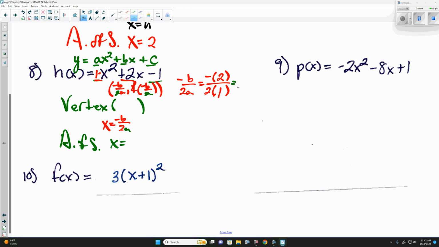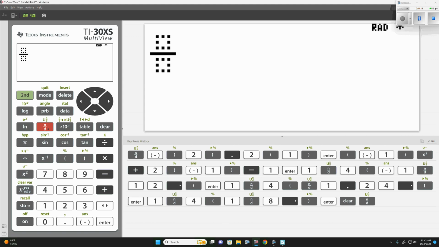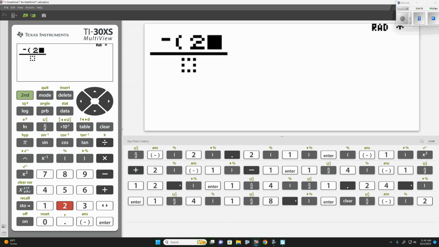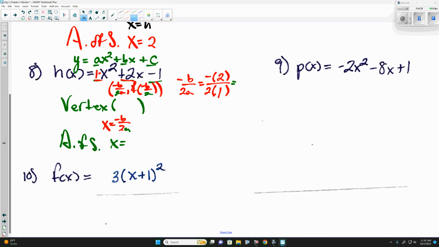Now at this point here, we could type this all into the calculator and let it do it for us. So we'd have negative 2 over 2 times 1, which is negative 1. So the x value of the vertex is negative 1. Incidentally, the axis of symmetry is x equals negative 1, because we just plugged in the value of negative b over 2a. Questions on any of this here?